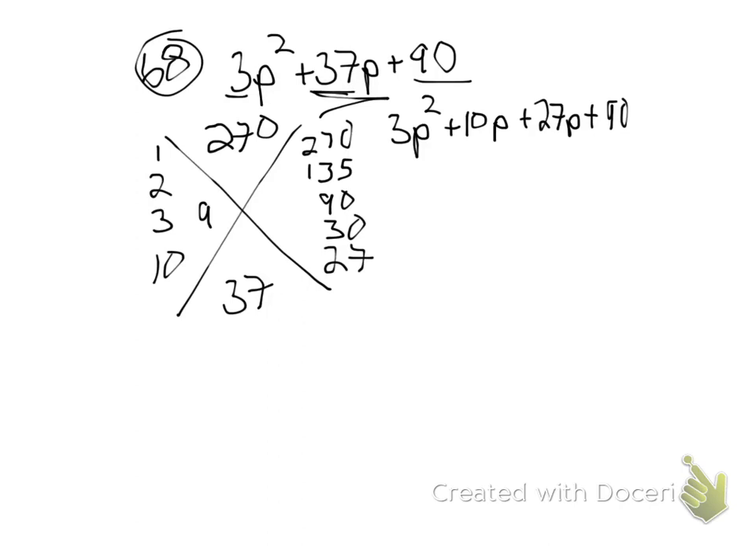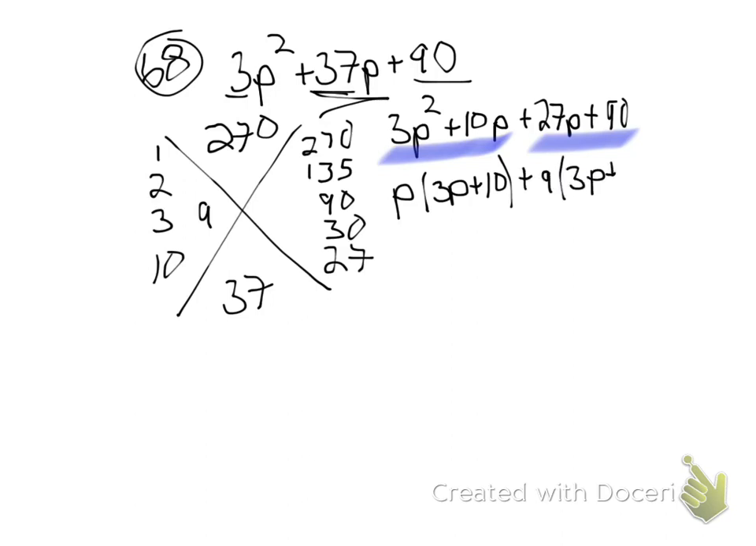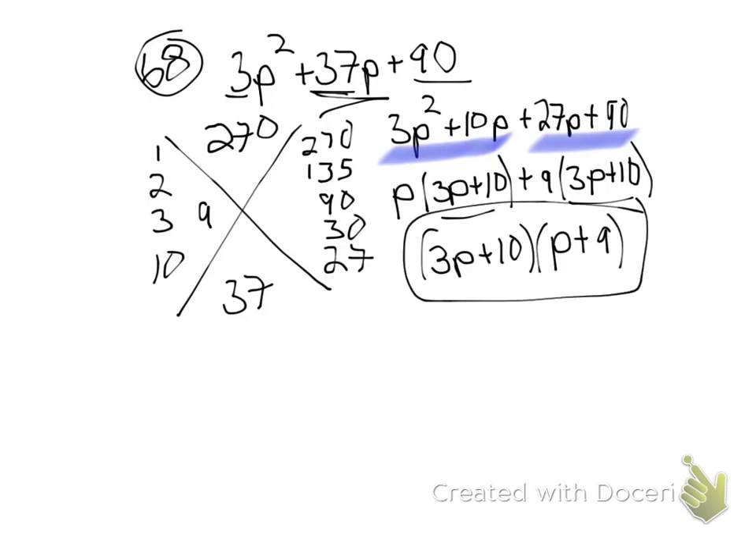So then now we look at this and we say, what can we factor out of these two terms and then these two terms? So you factor out a p out of both of those, and this gets us 3p plus 10. Factor out a 9 out of both of those, and that leaves us with 3p plus 10. So you look and now you have a common term, right? This is p times 3p plus 10 plus 9 times 3p plus 10. So we can factor that out, and it becomes 3p plus 10 times p plus 9. And that's how you would get that answer right there. Even though it's really big numbers, it's still possible to do.